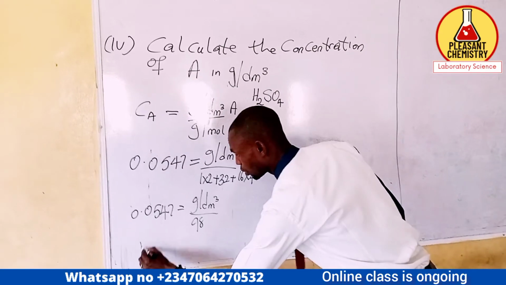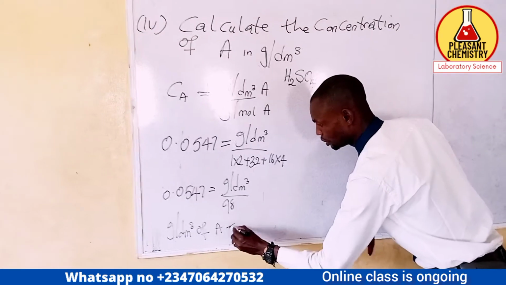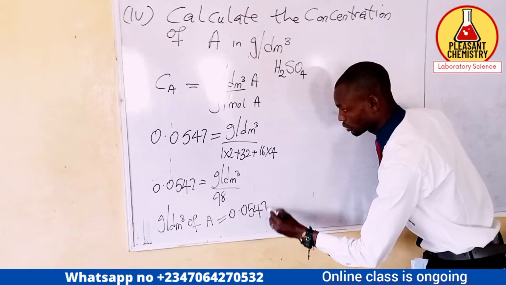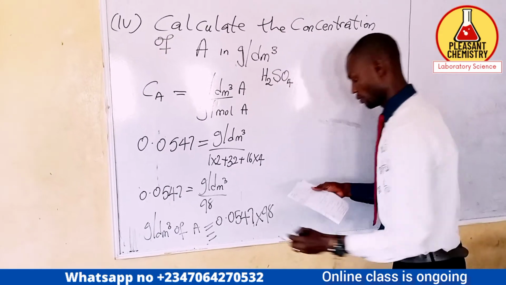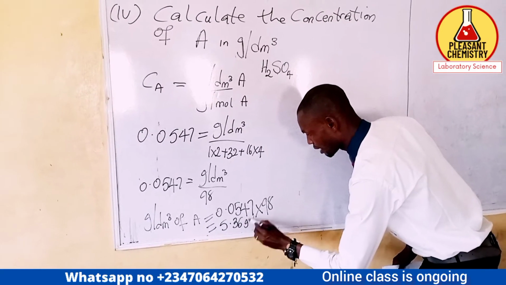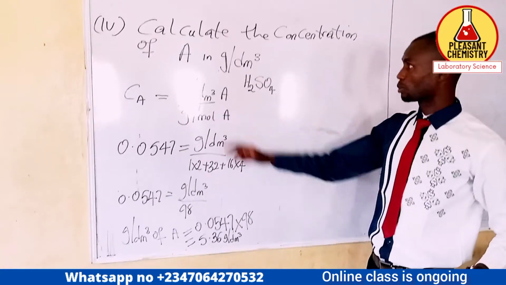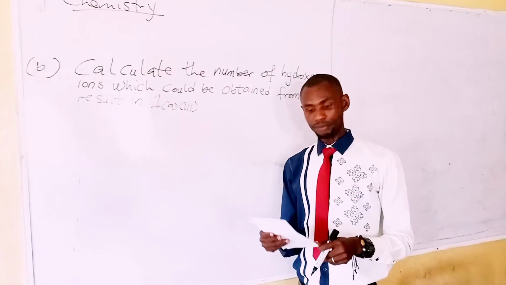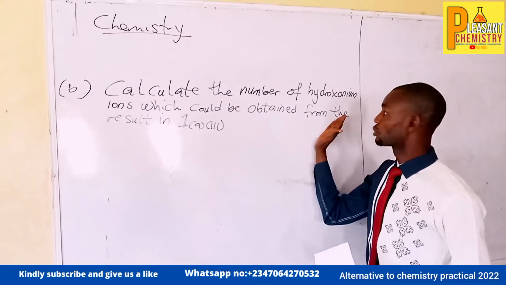So our gram per dm cube now, gram multiplied by 98, which is equal to 5.36 gram per dm cube. 5.36 gram per dm cube. That's the mass concentration of A. Alright. Now the question asks us to calculate the number of hydronium ion.